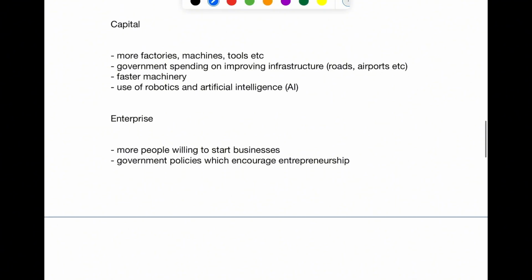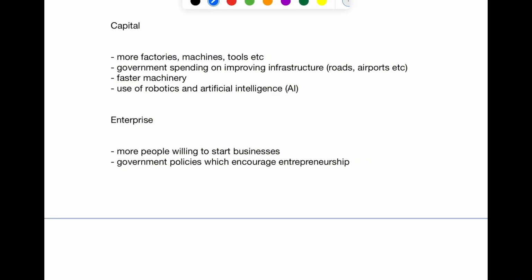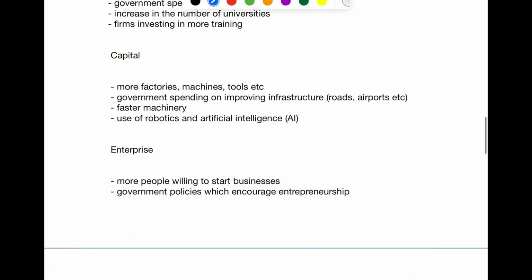And government policies which encourage entrepreneurship. It could be that governments will give firms, an entrepreneur, a subsidy, a grant as an incentive to set up a business. So if the government did this, then there would be more people willing and able to start up a business, and therefore we're going to have more enterprise available. And as a result, we have more of the enterprise factor of production, and that is going to lead to an outward shift of the PPC to the right hand side.